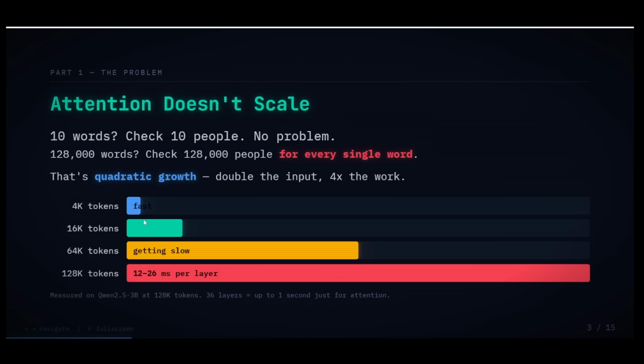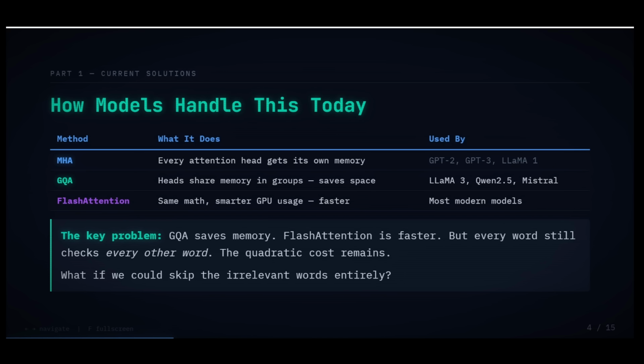So we measured this on the Qwen 3 billion parameter model, and each layer takes 12 to 26 milliseconds at 128,000 tokens. You multiply that by 36 layers, and you're looking at almost a full second just for the attention step alone. It's far too slow to be workable. And the cost grows quadratically, which means that doubling the input length doesn't just double the work, it's 4 times the work. This is a fundamental bottleneck in long context language models. So how do we handle this?